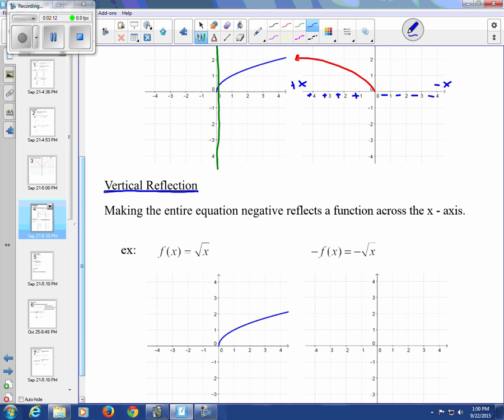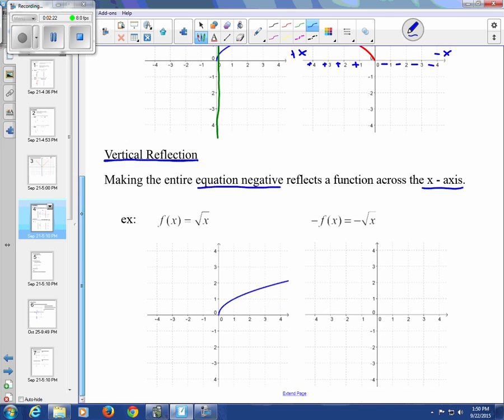making the entire equation negative reflects the function across the x-axis. And this is always going to be true. It may be that a horizontal reflection doesn't always happen over the y-axis, but a vertical reflection is always going to happen over the x-axis. And of course we can see here again, a vertical reflection, a flip over the x-axis, is going to reflect us vertically. Now we say that this happens, of course, when we make the entire function negative.